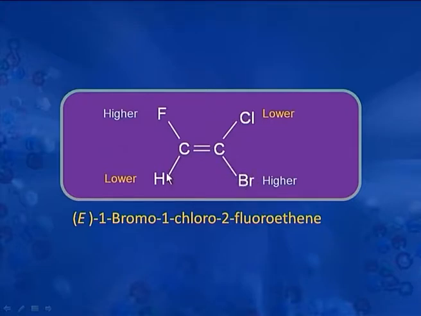What we see is that on this side fluorine gets a higher priority over hydrogen, whereas on this side bromine gets the higher priority over chlorine. So, the groups getting the higher priorities are across, they are opposite. So, this isomer is again assigned the configuration E. So, it is named as E 1-bromo, 1-chloro, 2-fluoroethene.